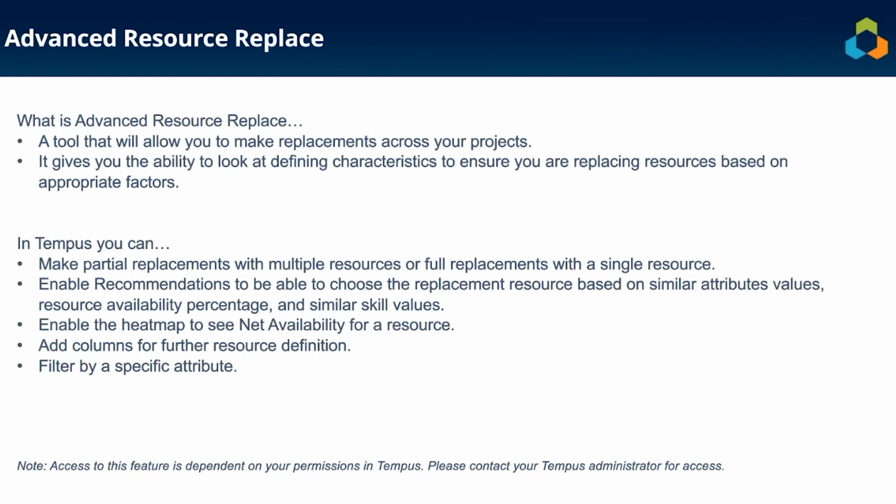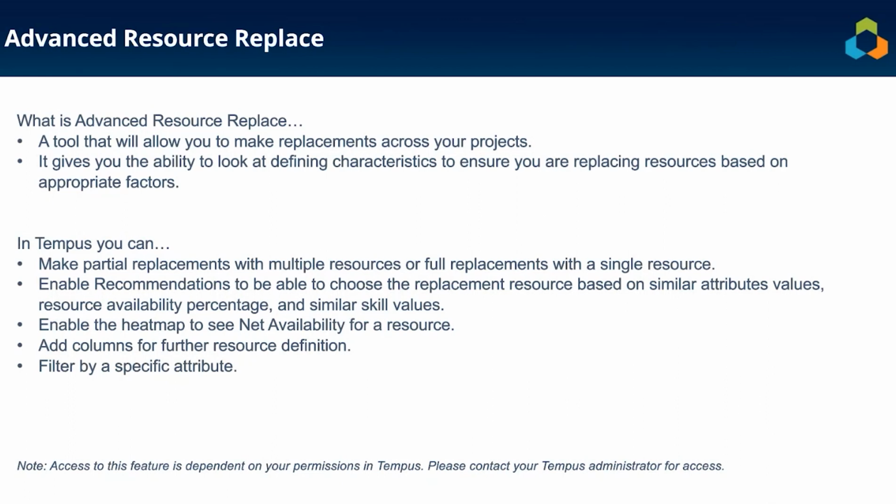Today we'll be covering how the Advanced Resource Replace tool works and what it's used for. To start, what is Advanced Resource Replace? This is a tool that allows you to make replacements across your projects. It gives you the ability to look at defining characteristics to ensure you're replacing resources based on appropriate factors. In Tempus, you can make partial replacements with multiple resources or full replacements with a single resource.